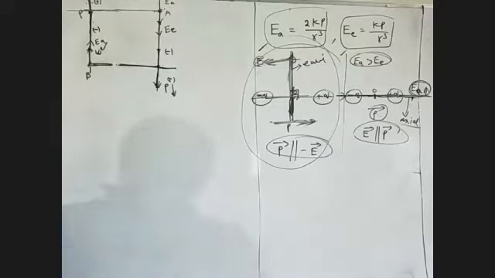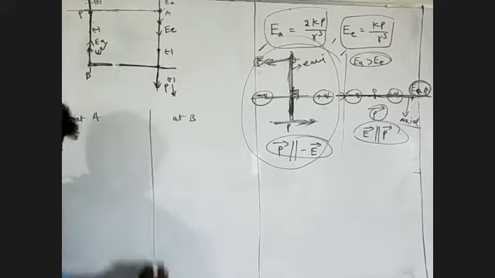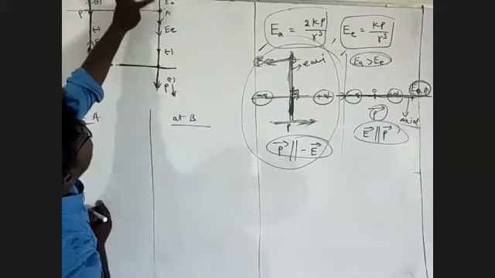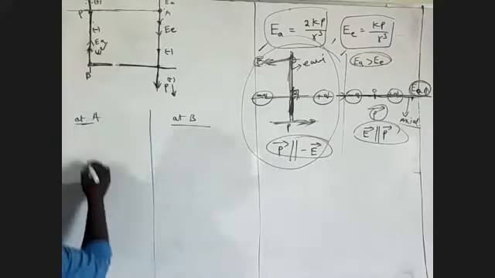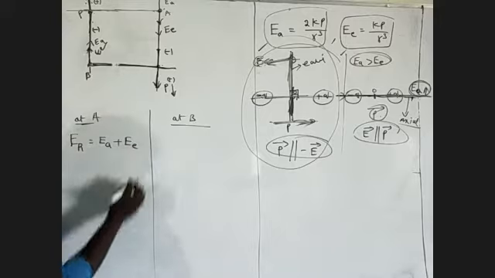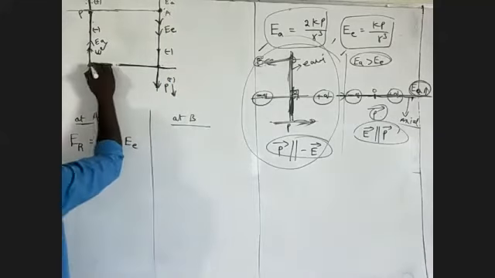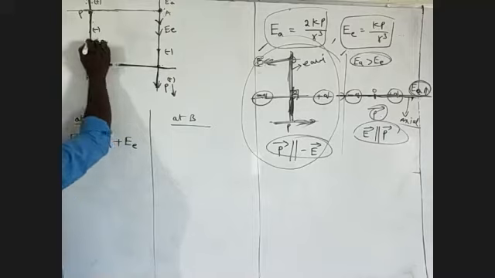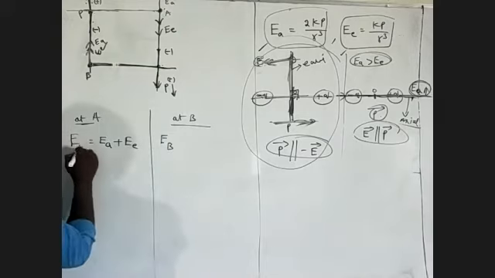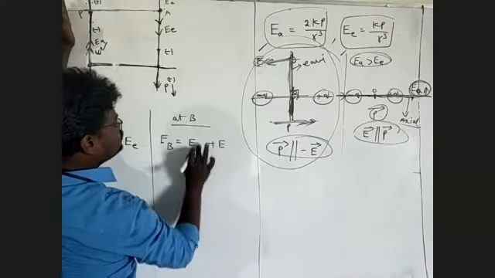You see at A point and B point. At A point, EA and EE are in the same direction. So E resultant is equal to EA plus EE. Now you see at this place EA is down, EE is also down. And at this point B, EE is up, EA is also up. The resultant electric field is in the upward direction, so we have to add.